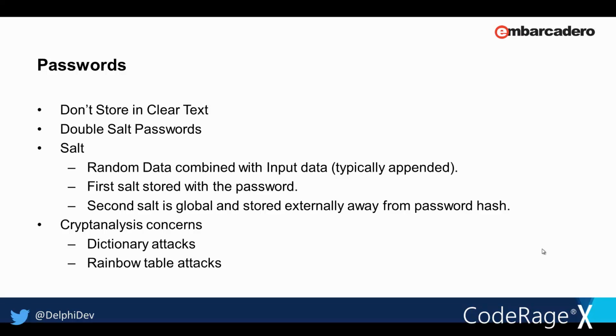Well, to prevent that and to make it more difficult, we introduce something called a salt. The first salt is a random piece of data that's combined with your input data. Typically it's appended, but there's no reason why it can't be someplace else in the data. That first salt is stored with the password itself. This prevents the dictionary attack from working against all your passwords instantly. However, they can still dictionary attack one at a time. It's just slower. So all we've done is slow them down.